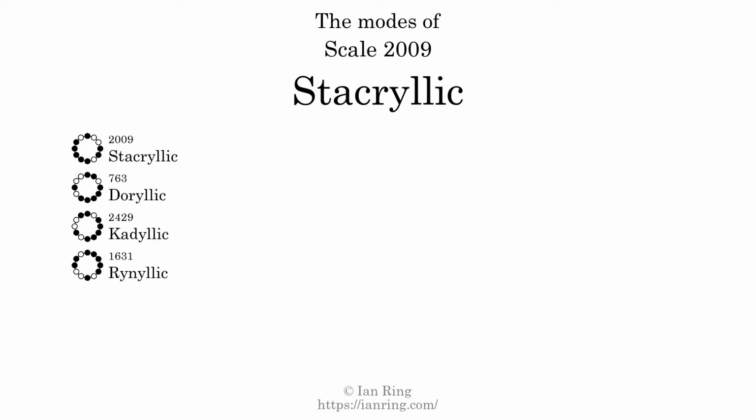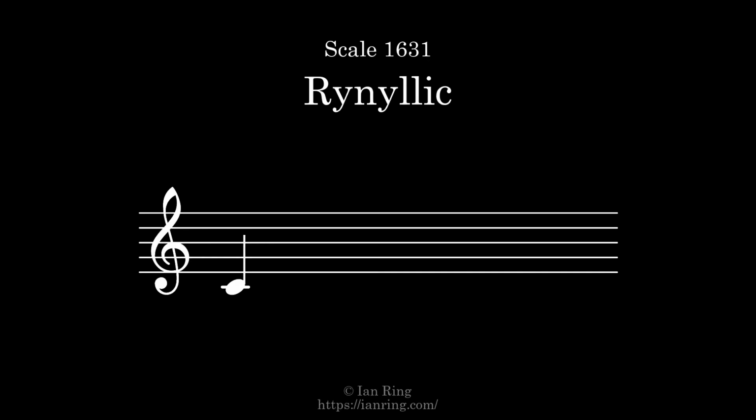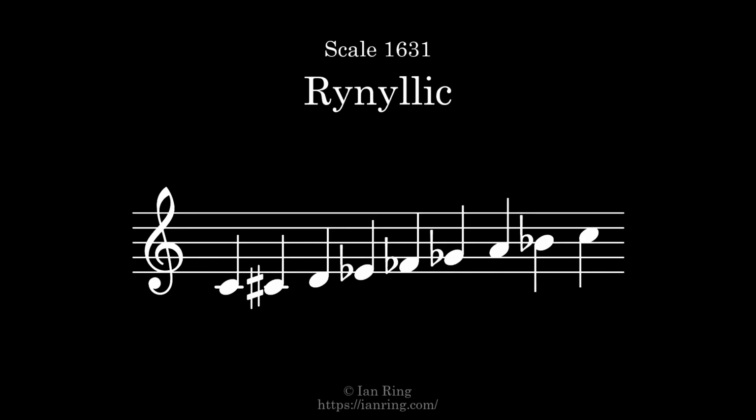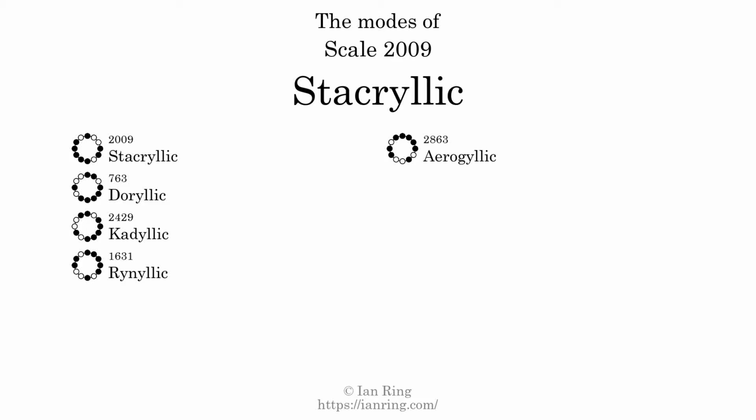The fourth mode is scale 1631, also known as Triads. It sounds like this. The fifth mode is scale 2863, also known as Heteromorphisms. It sounds like this.